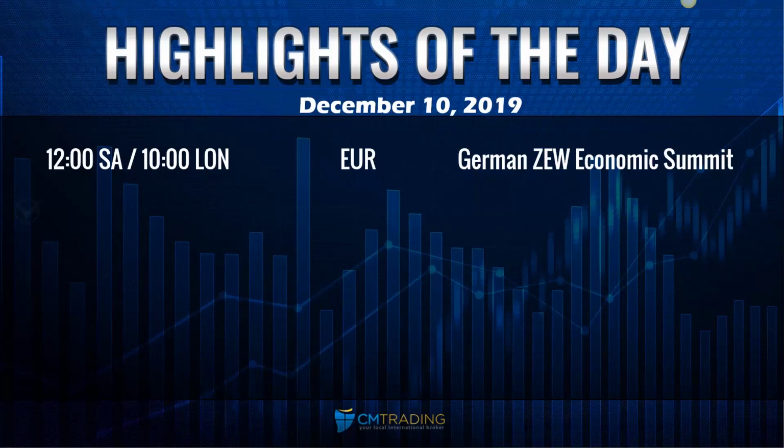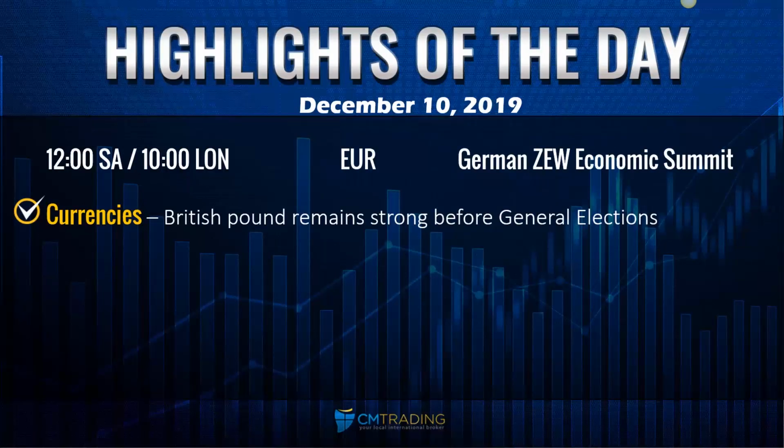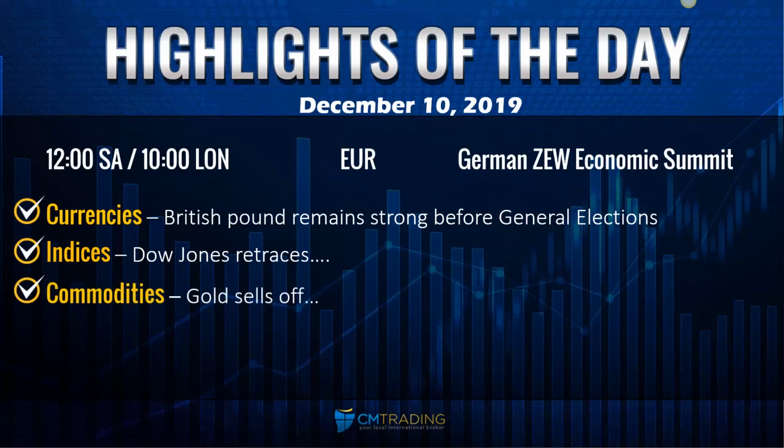Now, looking at the markets, it's been quiet. The British pound remained strong before the general elections. The euro is pretty much unchanged. Nothing to really say about it. The Dow Jones retraced just about 100 points, nothing really eventful. Looking at the commodities, gold is selling off to the bottom of its range. This may turn into something. 1460 is where it's trading right now, and if it breaks the 1445-ish, 1455-ish level, it may pursue a further decline.